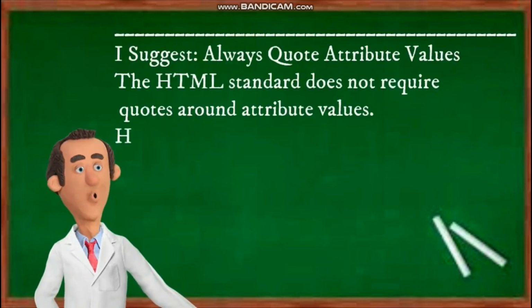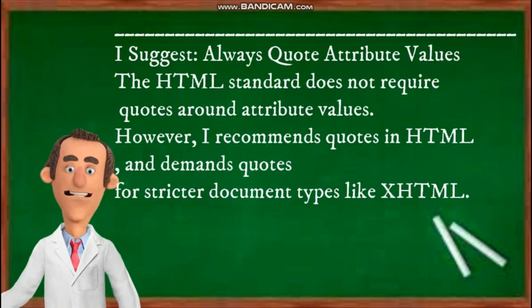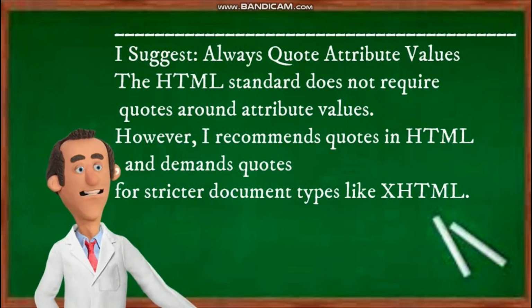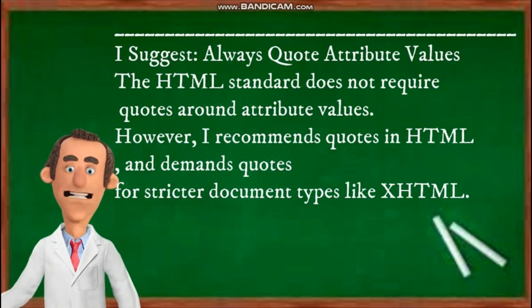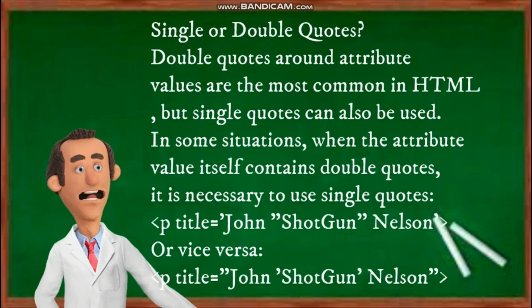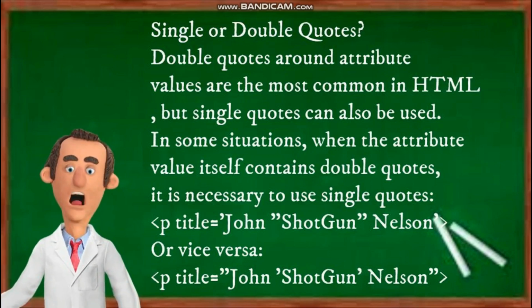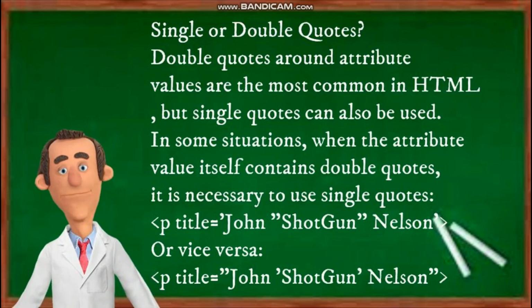Next, always quote attribute values. The HTML standard does not require quotes around attribute values. However, I recommend quotes in HTML, and it demands quotes for stricter document types like XHTML. Which quote to use, single or double quotes? Double quotes around attribute values are the most common in HTML, but single quotes can also be used. In some situations, when the attribute value itself contains double quotes, it is necessary to use single quotes.